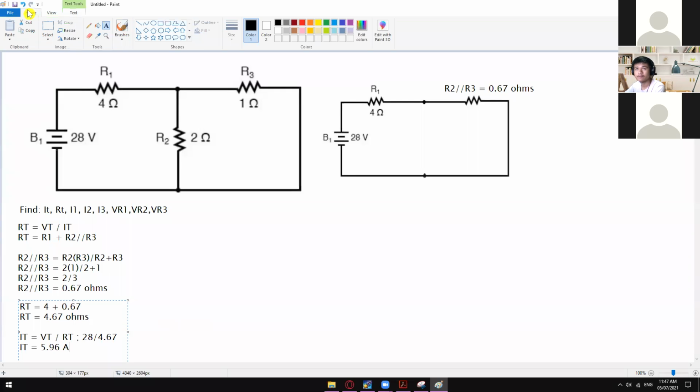So from here we could already say that I1 is equal to I total, since that is the current flowing on our R1. Okay, and then at this point, let's just call this one node A. So the current will be split into two. Some current will go here, and some current will flow in here.